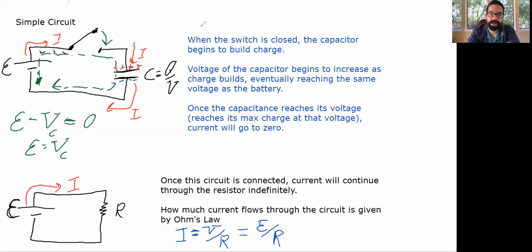Okay, so if I wanted more current going through my circuit, then I could do two things. I could increase the voltage from the battery, which would increase current, or I could decrease the resistance of my resistor. Right. So pretty simple circuit there. There's not much more to talk about in that circuit.